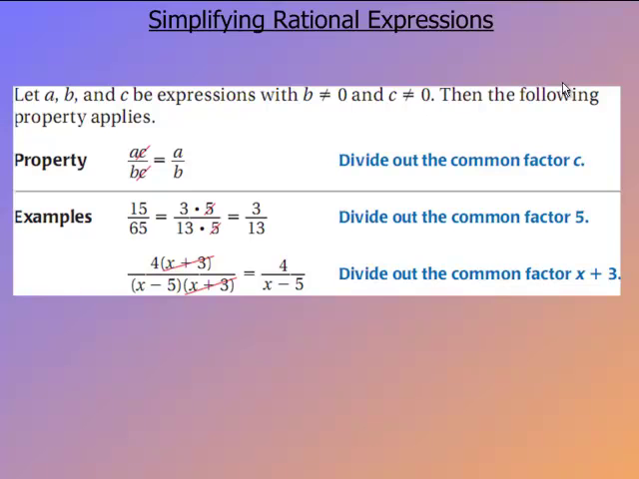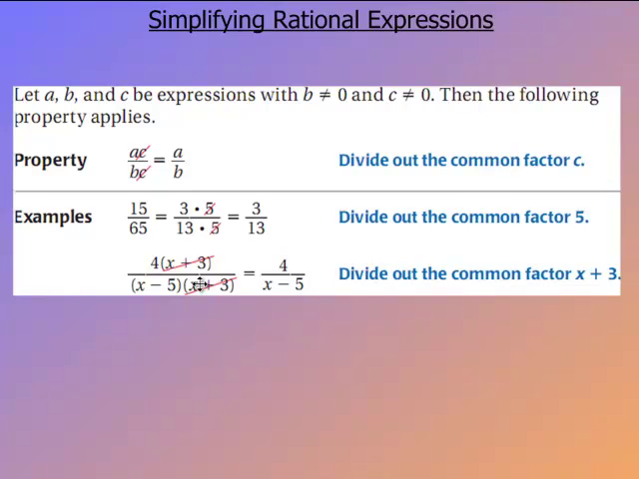In this lesson, we're going to multiply and divide rational expressions. So let's start off by simplifying these rational expressions. We're going to let a, b, and c be expressions, with b not equal to 0 and c not equal to 0, because we can't divide by 0. Basically, we factor something out, and if it's on the top and the bottom, numerator and denominator, we can cancel it out because it equals 1. So that simplifies it.